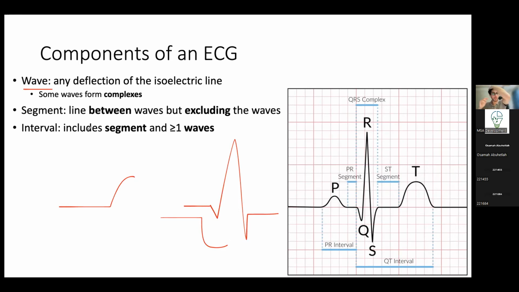And some waves, because they're clumped together, form something called complexes, right? Like let's say the QRS complex. It's Q wave, R wave, and S wave. Q deflection, R deflection, S deflection. Together, they form the QRS complex.